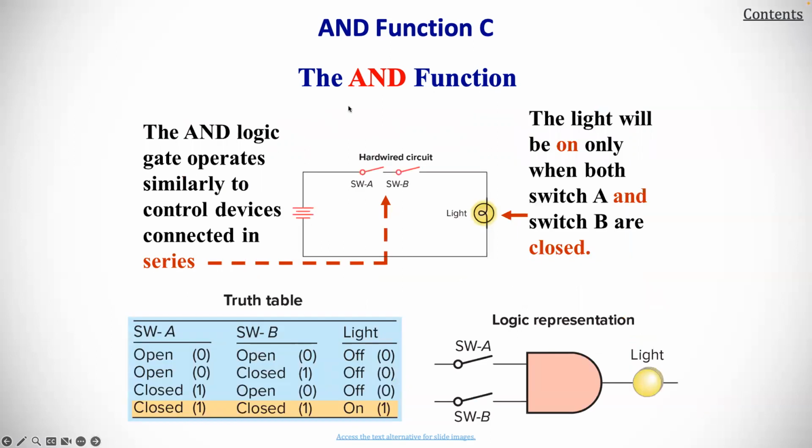The AND logic gate operates similar to control devices connected in series. So you need to have two switches in a row for the light to go on in this case. You can be thinking about that. If you wanted to put in a logic representation, this is how it would look. If you wanted to have a circuit, this is what it would look like.